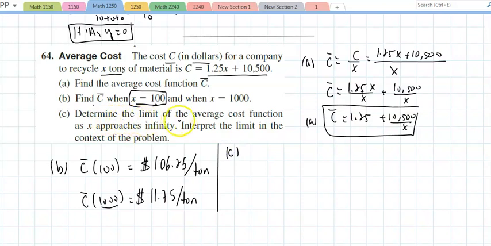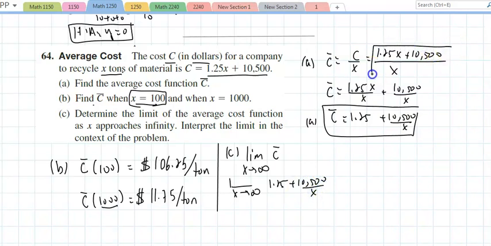It says, determine the limit of the average cost function as x approaches infinity. Interpret the limit in the context of the problem. What is the limit as x approaches infinity of the cost function? That is the limit as x approaches infinity of 1.25 plus 10,500 divided by x. I could have used this equation all throughout, right? You really don't have to convert. You don't have to simplify, but it's easier this way. Since this is over x, that's going to approach 0, and I'm going to get this limit to be 1.25.